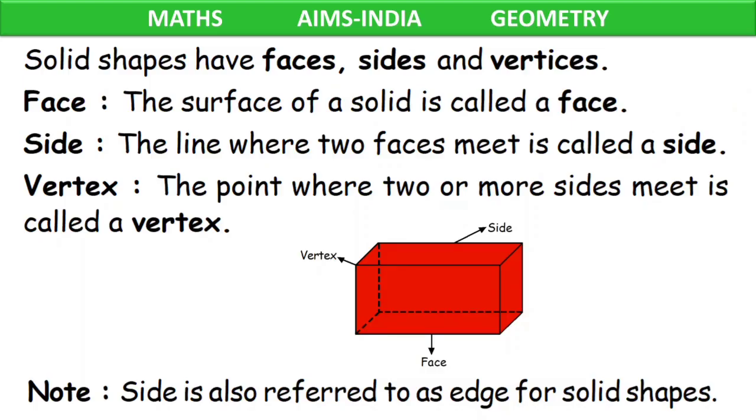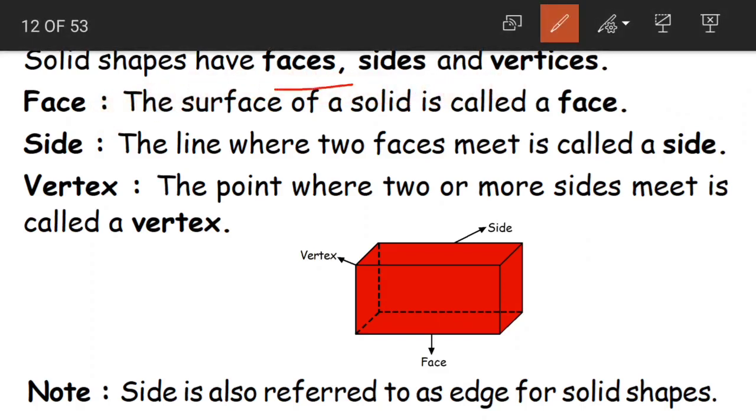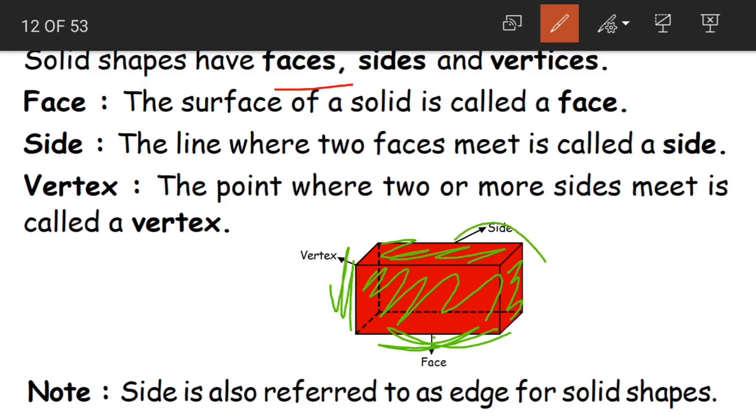So before starting with today's class, let us simply revise what we have learned about solid shapes. We have learned that solid shapes have faces, sides and vertices. What is a face? The surface of a solid figure. Like this is one surface, this is another surface, this is another surface. Yes, even below we'll be having a surface, on the side we have a surface, and even on the back side we have a surface. So these surfaces of a solid are called a face.